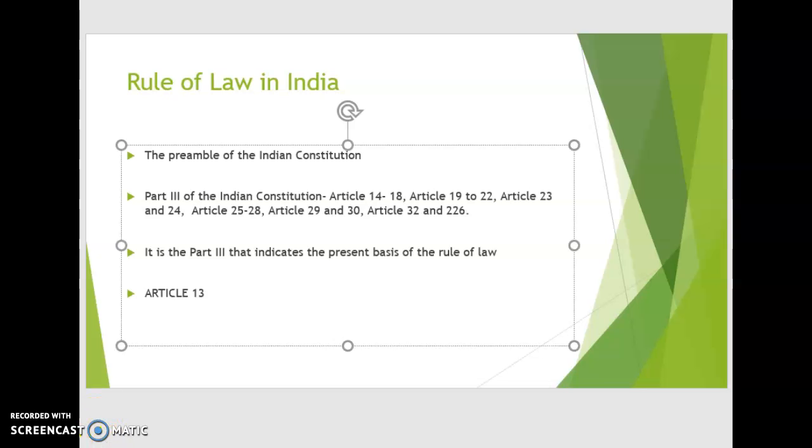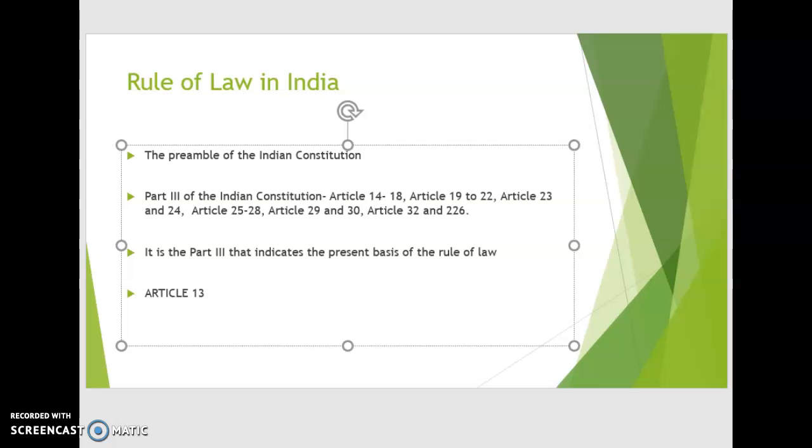The principle of rule of law is also enshrined under Article 13 of the Constitution, which states that all rules, regulations, ordinances, bylaws, notifications, customs, and usages are law within the meaning of Article 13 of the Constitution. And if they are inconsistent with or contrary to any provisions thereof, they can be declared ultra vires by the Supreme Court and by the High Court.